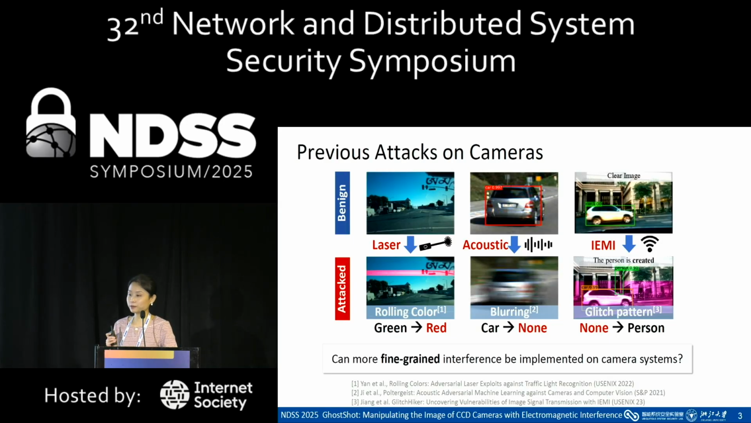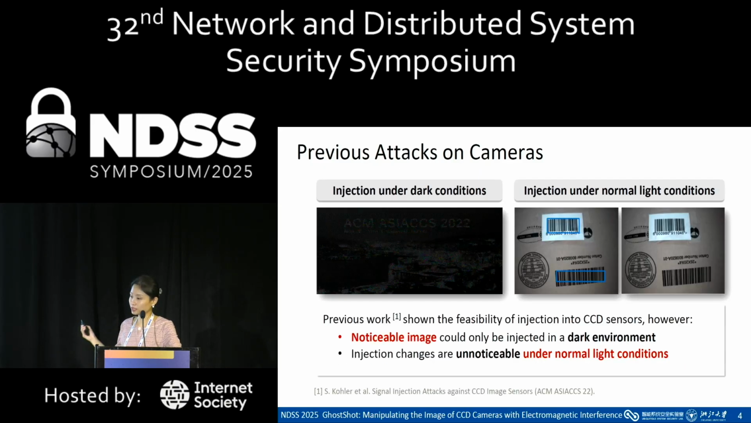There have been some previous attacks on the cameras. For example, we can inject laser signals, acoustic signals, and intentional EMI signals in order to manipulate the images generated by these cameras. For example, we may blur it, or we may add some rolling colors or glitch patterns.